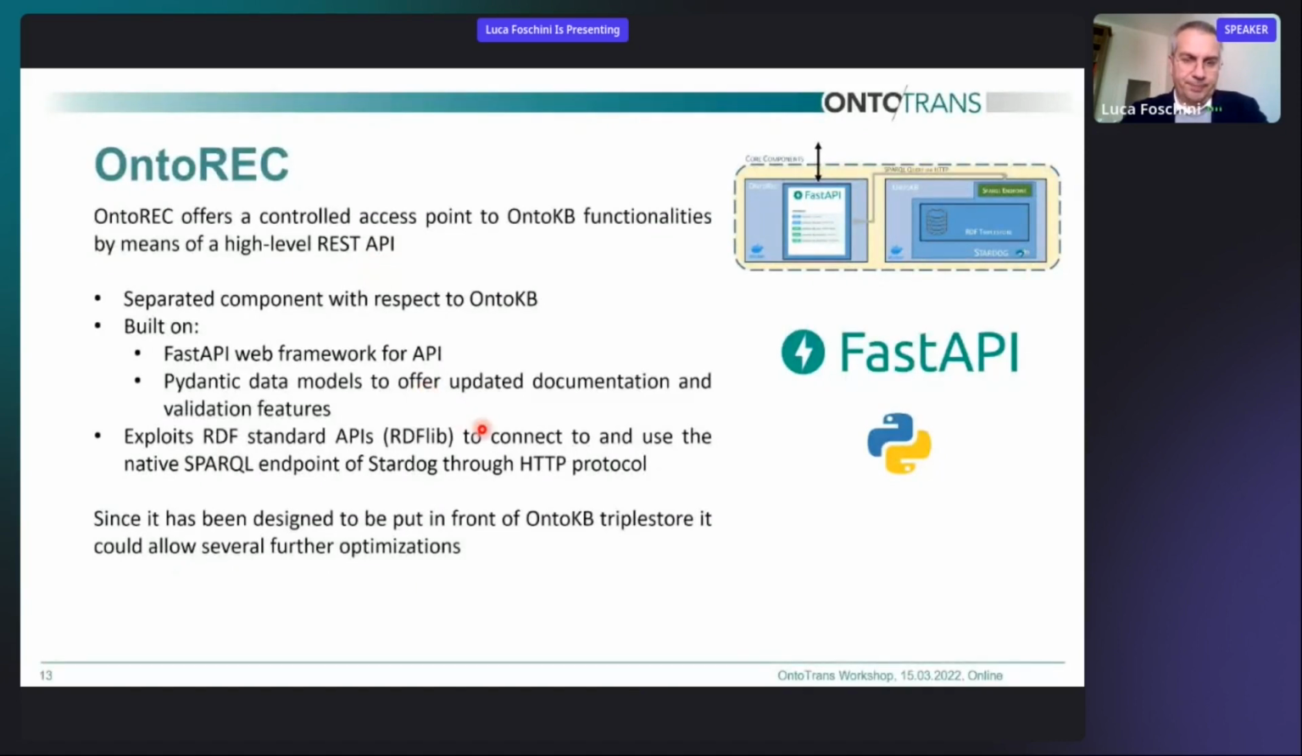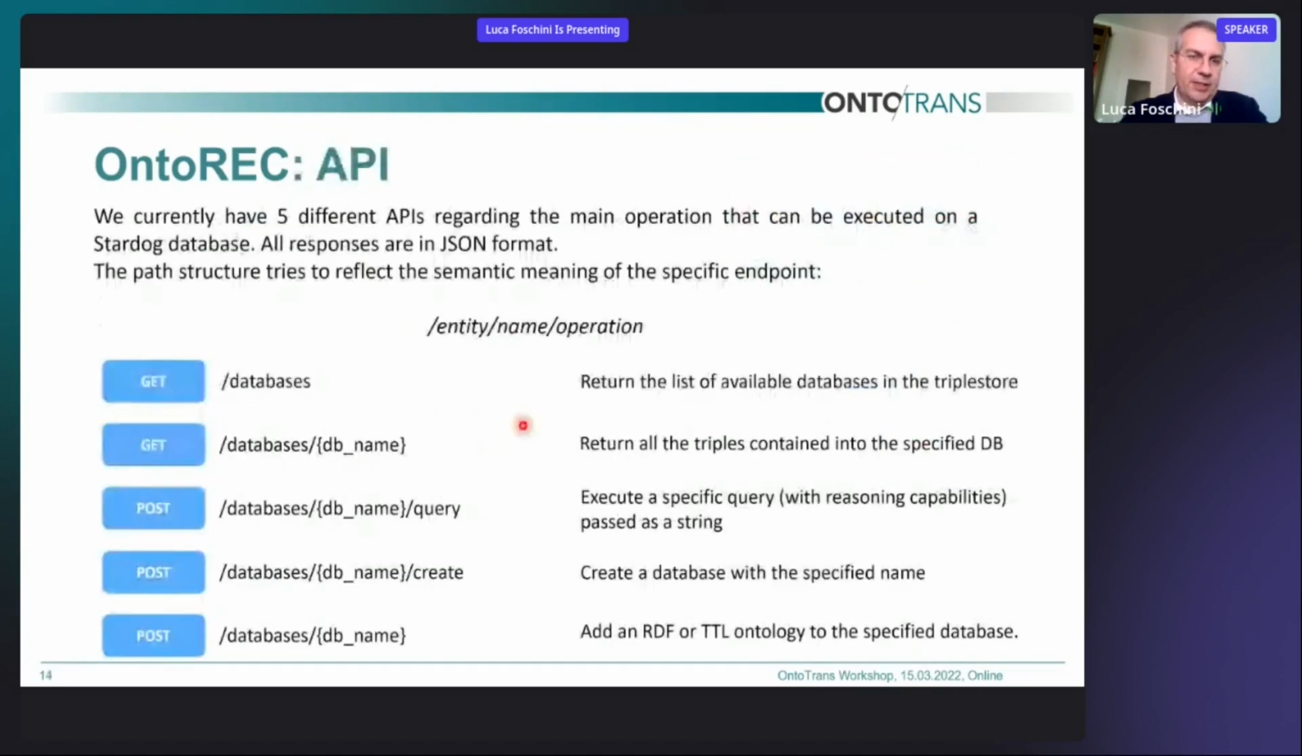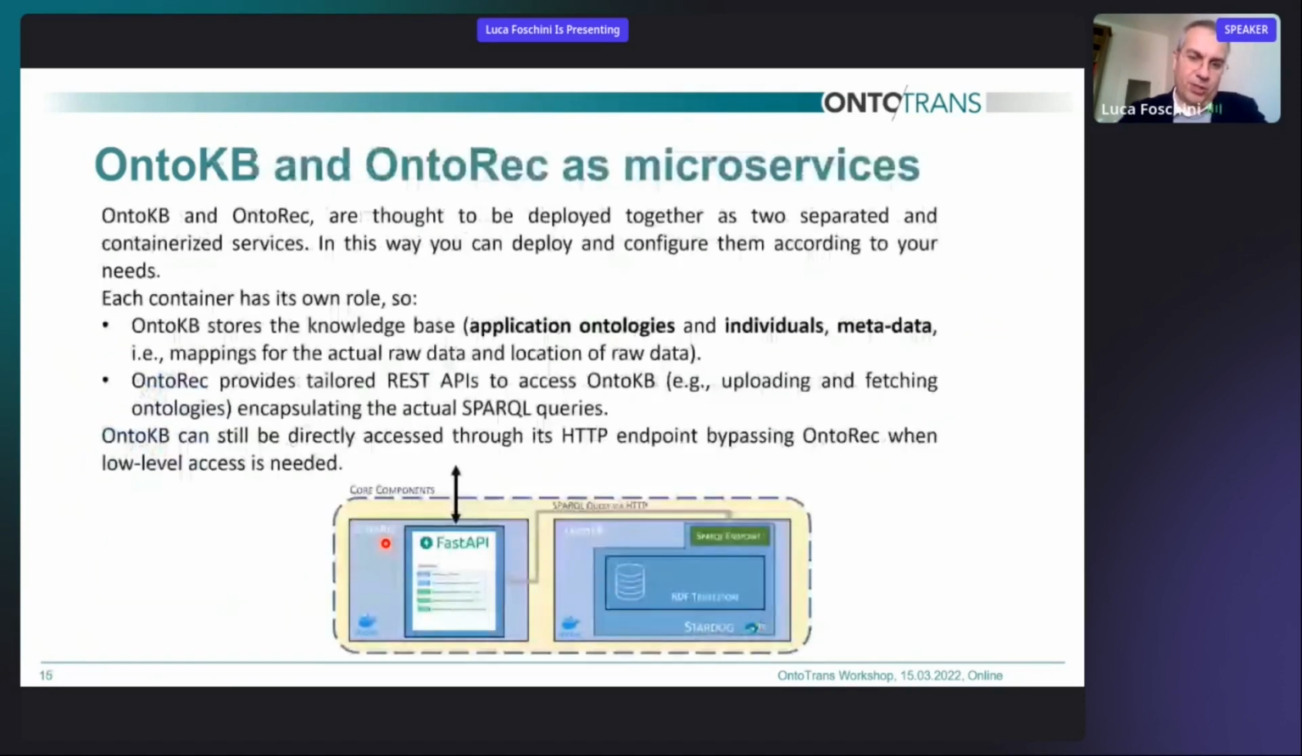And so, going deeper into details, these are examples of the REST APIs that OntoRec exposes. So, for instance, to return the list of all available databases of triples contained in a specific database, or even to create a new database or send through this REST API a specific query. This is just, of course, for the more expert users that want to express a full-fledged SPARQL query.